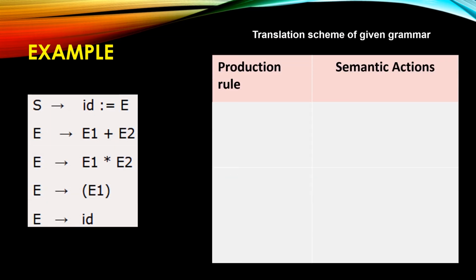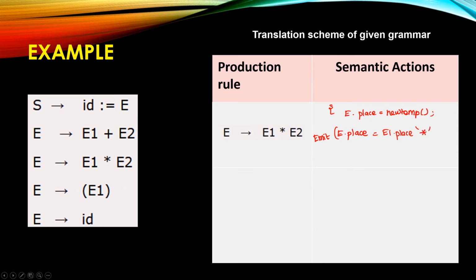Now for the next production, E gives E1 star E2, this is also similar. For E.place, first we have to generate the new temporary variable, then you have to generate the 3 address code, that is emit E.place equal to E1.place, the operator here is the multiplication operator, E2.place. Next for this production, E gives E1, E.place is equal to E1.place. The value of E is equal to the value of E1.